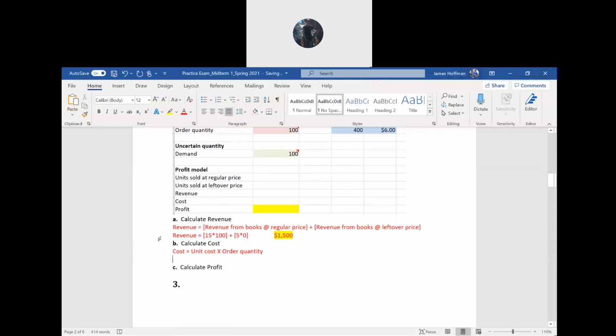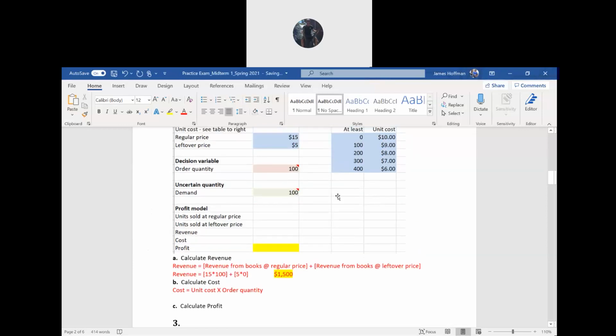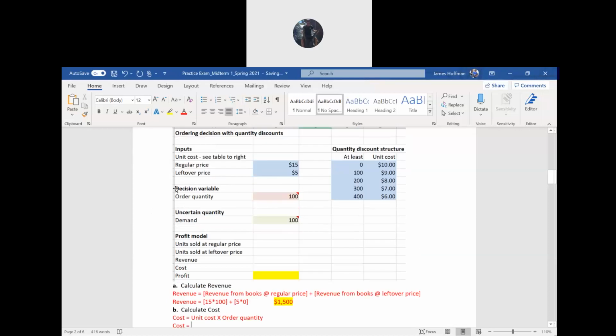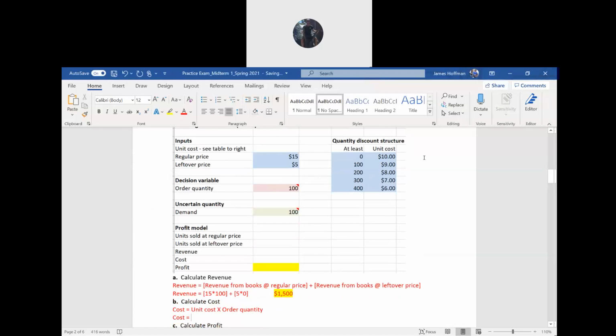Okay, so unit cost times order quantity, but you have to determine the correct unit cost based on how many books this problem ordered. So the cost is, okay, we ordered 100 books. So based on this chart, can somebody tell me what the unit cost is? What's the appropriate unit cost if we order 100 books?